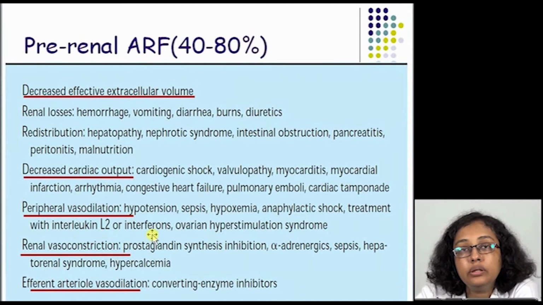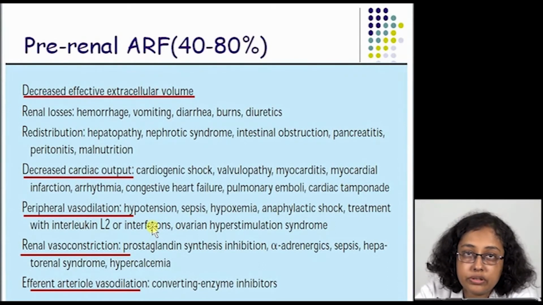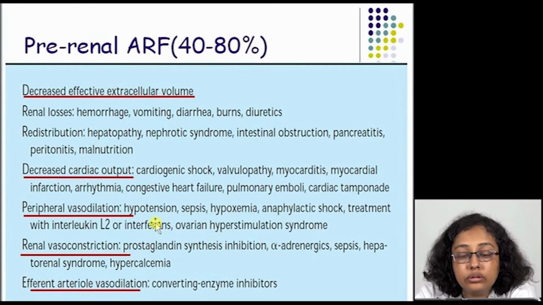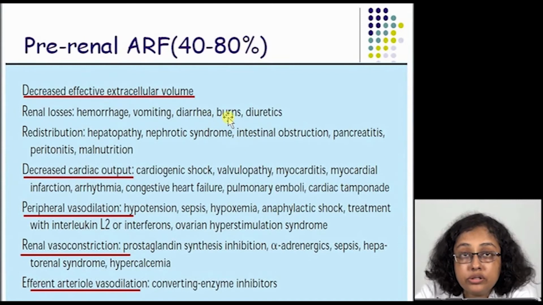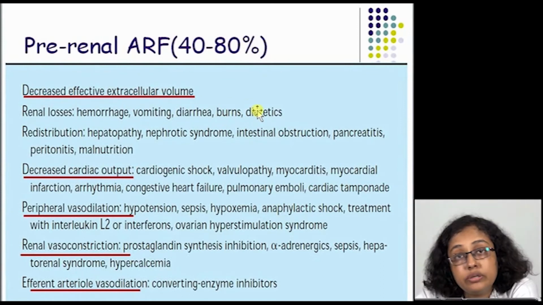Now, pre-renal acute renal failure accounts for 40 to 80% of the cases seen. Common causes are a decrease in the effective extracellular volume, because of a loss, with an intrinsic decrease in the renal blood supply, which could be because of blood loss, vomiting, diarrhea, burns, or sometimes in the hospital because of excessive use of diuretics, especially in patients with cardiac disease.